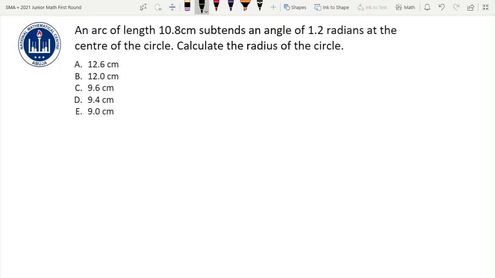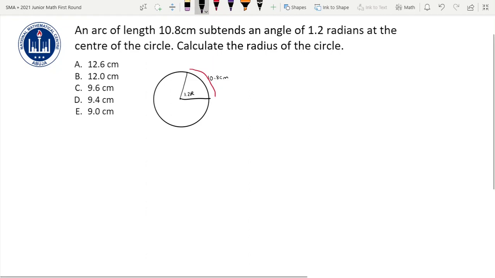So let me draw the diagram for that. We have a circle here, and then we have the center of that circle here. And then we have some arc cut out by an angle at the center, and the measure of this angle is 1.2 radians. And the length of this arc here is 10.8 centimeters. So let me mark out the arc that we're referring to in red. The length of this arc here is 10.8 centimeters.